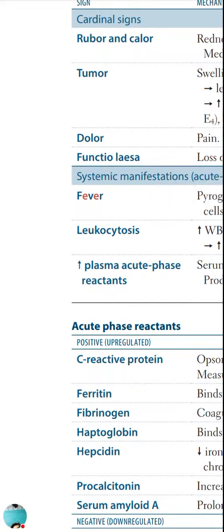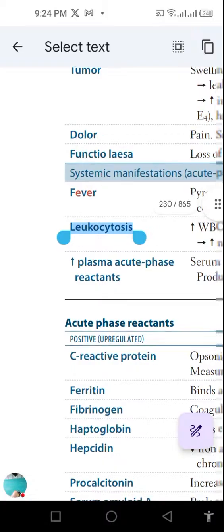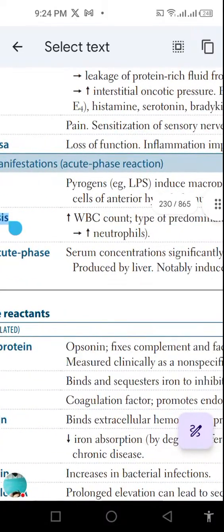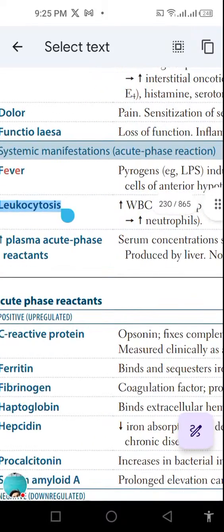Then another one is leukocytosis. Leukocytosis is a condition with an increase in the WBC count and an increase in the neutrophil count. Increased WBCs result in margination, rolling, adhesion, and transmigration.